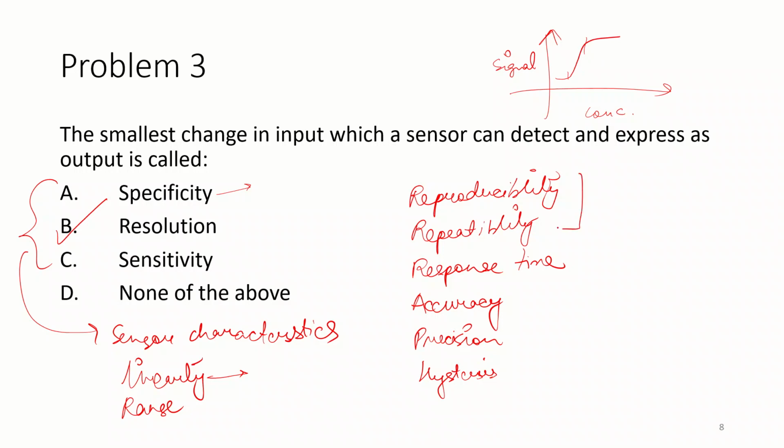So what's the difference between reproducibility and repeatability? Why are they two terms?